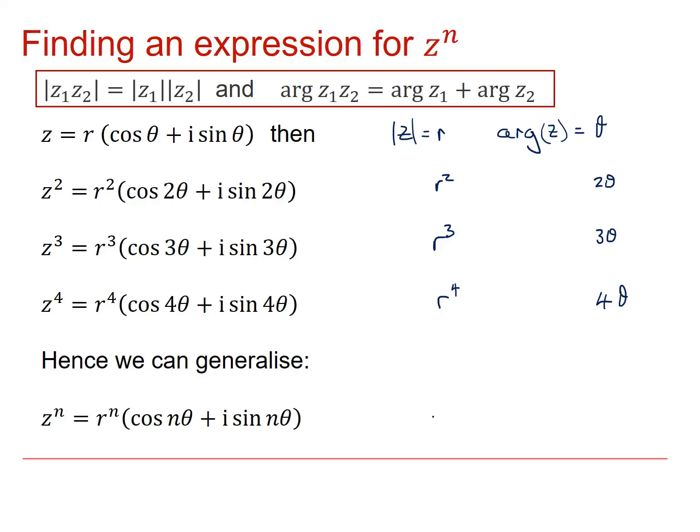And in general, we say then that z to the n is equal to r to the n times cos n theta plus i sine n theta. These are multiple angles.